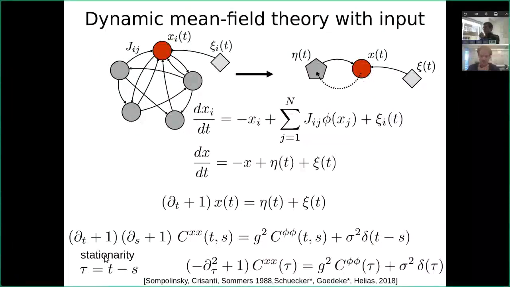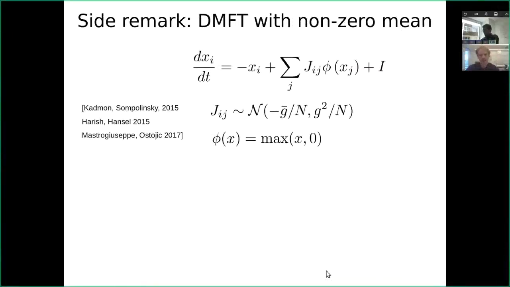Stationarity basically assumes that this system settles into some state which you can push forward in time, so only the time differences matter. So to solve this mean field equation, you solve for some C0, some self-consistent variance, and then afterwards, starting from the self-consistent variance, you integrate the autocorrelation function according to that equation. And that was also, as a side remark, done with non-zero means. That's basically what you need for ReLU.